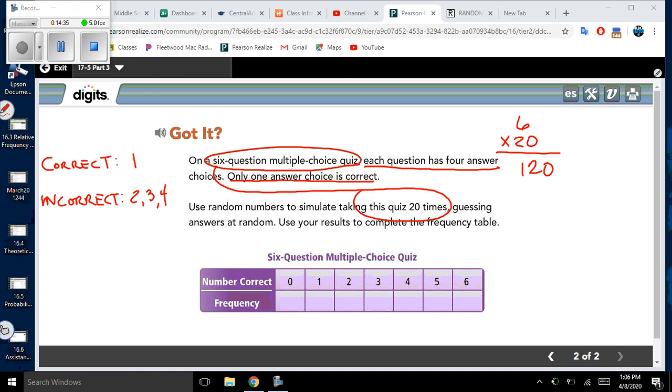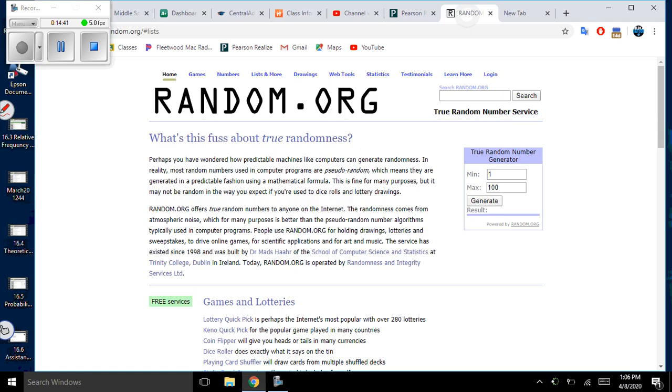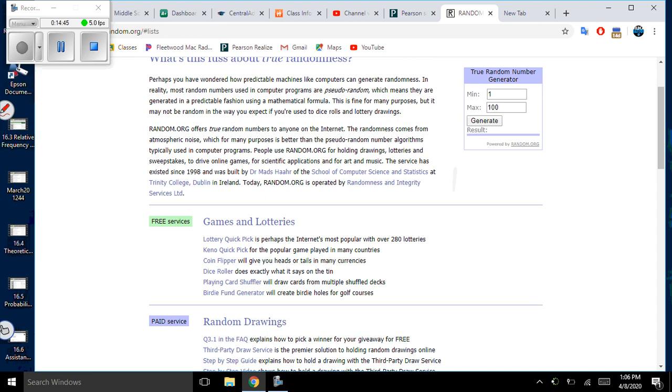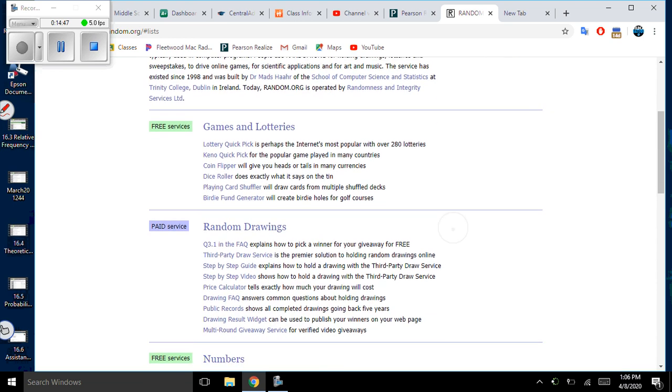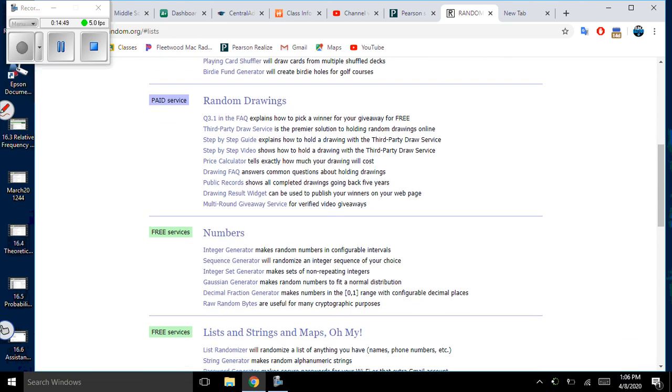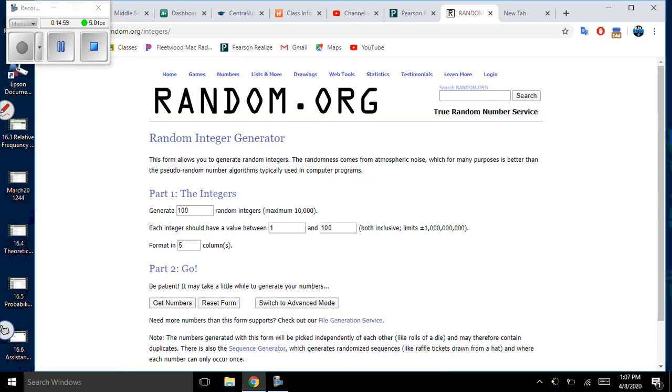So I'm going to go ahead here quickly. I'm going to take you to what's called random.org. I'm going to go to another screen here, random.org. You can see it right here. We're going to scroll down on random.org, so make sure that you know or can find this particular website. And I'm going to go here to integer generator, and click on that. And I'm going to set it up just like I told you. We're going to generate how many numbers? 120.